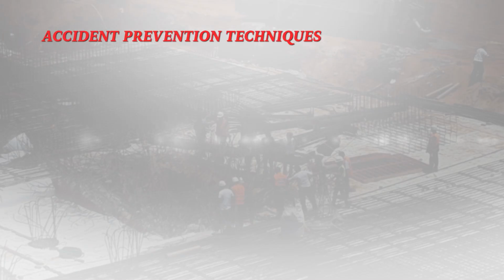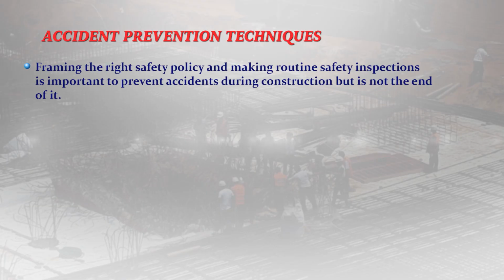Now let's move to the accident prevention techniques. What we can do so that we can prevent or avoid the accidents. Framing the right safety policy and making routine safety inspections is important to prevent accidents during construction, but is not the end of it. Means you have to prepare a right safety policy and also routine safety inspections in the organization at the work site. But this is not the only thing that will ensure the safety at the work site.